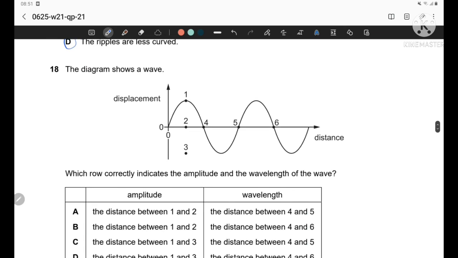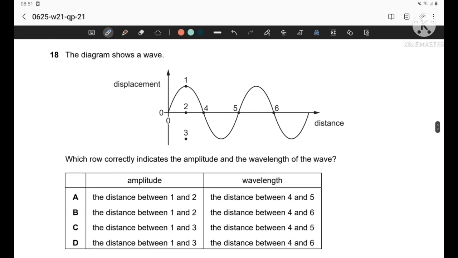Question 18. The diagram shows a wave. Which row correctly indicates the amplitude and the wavelength of the wave? So the amplitude is nothing but the highest displacement from the mean position. So the distance between 1 and 2, or the distance between 2 and 3, represents amplitude. So we can say the distance between 1 and 2 represents amplitude. So the correct answer will be either A or B. C and D are wrong answers.